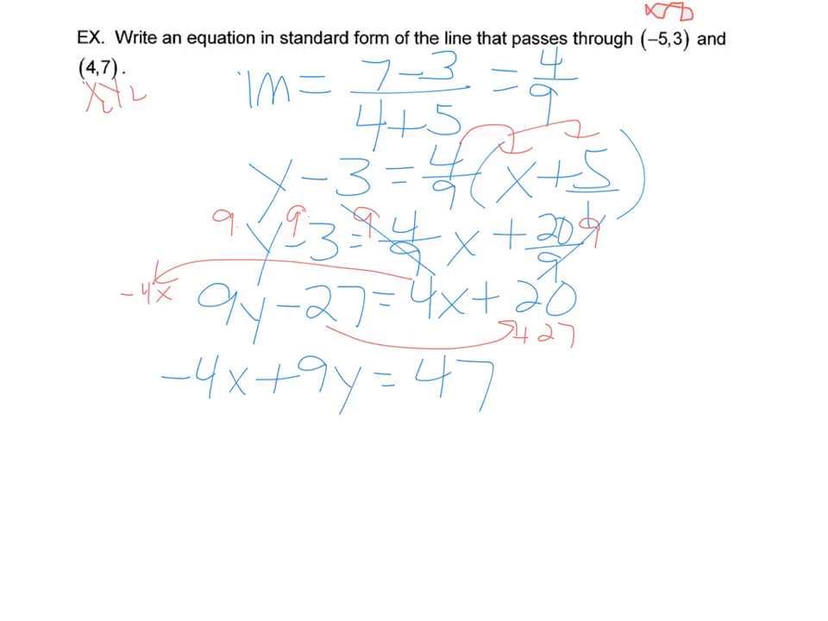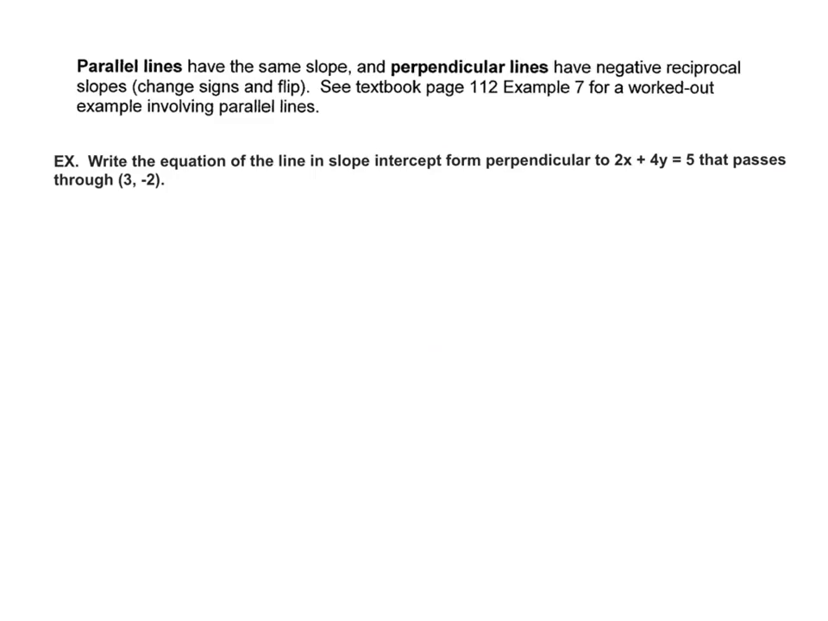Then the other picky rule about standard form is the number in front of the x has to be positive. If it's negative, you just divide everything by negative 1, which changes all the signs. Positive 4x minus 9y equals negative 47. Now it's in standard form.